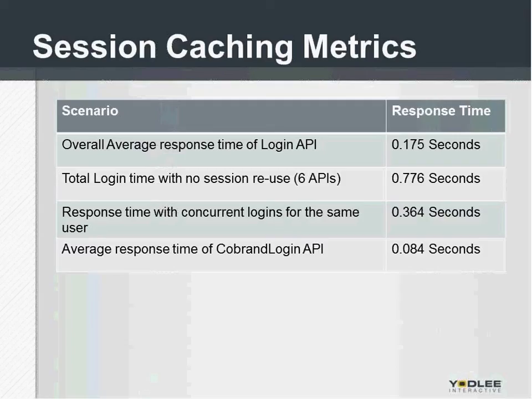And finally, for the co-brand login API, by caching your co-brand login, you're only going to save 84 milliseconds per interaction, but 84 milliseconds is better than nothing. And I'm into saving every single millisecond possible.